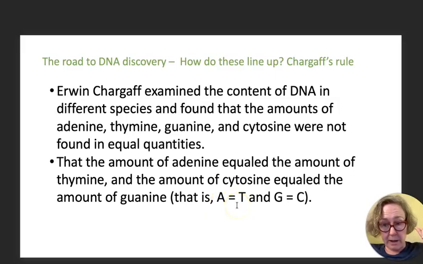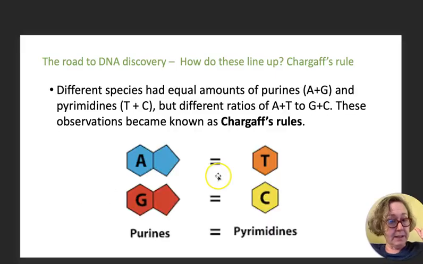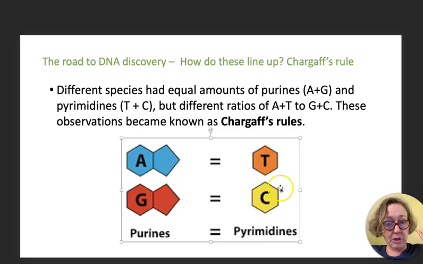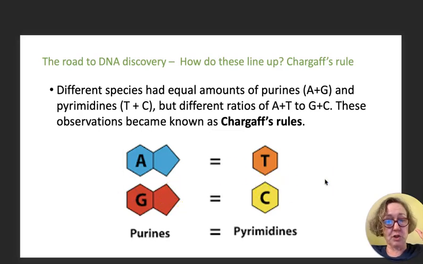Does everybody get that math? Are we all mathing? Are we all doing the same math? Same thing. A equals T, G equals C. That's where this rule comes from. It's called Chargaff's rule. And it also is purines bind with pyrimidines. And you will see how this helped Watson and Crick figure out the structure of DNA.